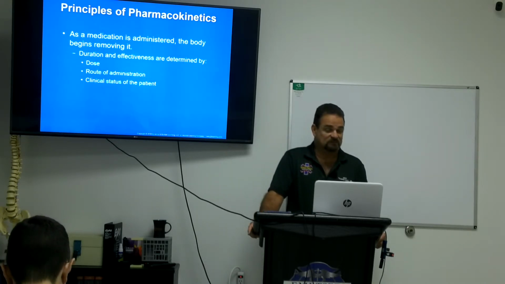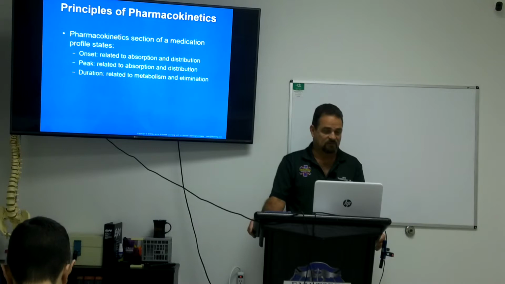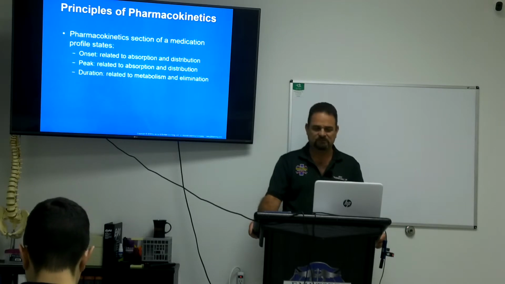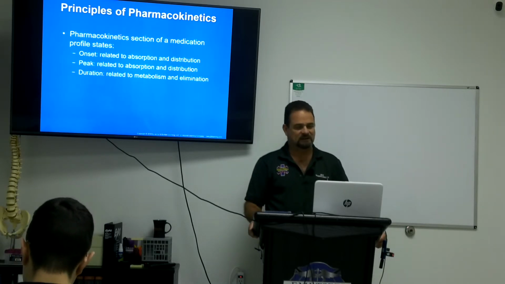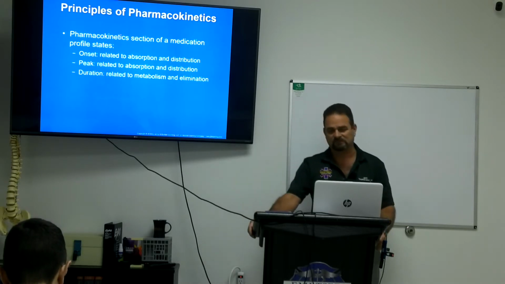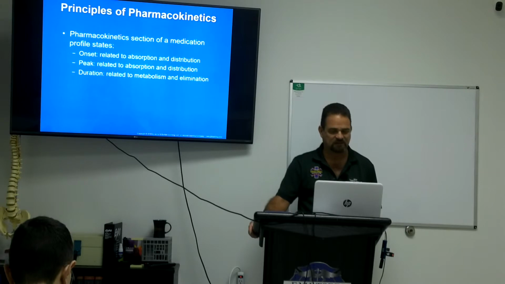As the medication is administered, the body begins removing it right away. Duration and effectiveness of the medication are determined by dose, route of administration, and the clinical status of the patient. The pharmacokinetics section of a medication profile states the onset is related to absorption and distribution, peak is related to absorption and distribution, and duration of the effect is related to medication metabolism and elimination.